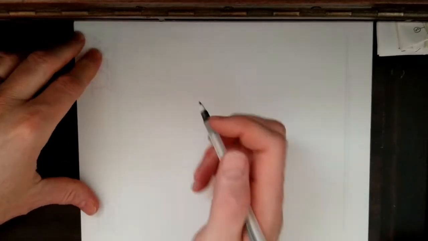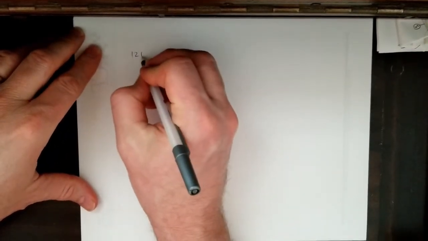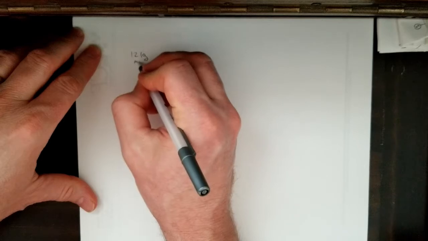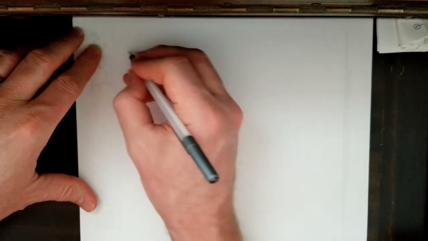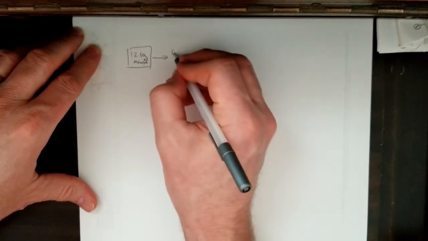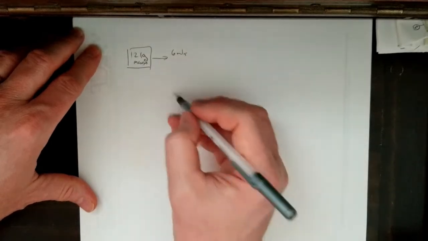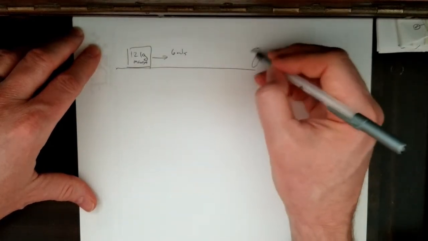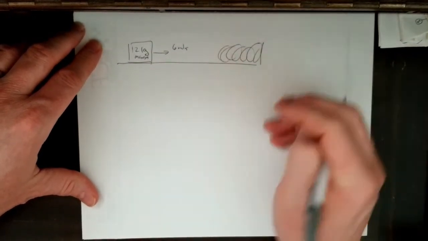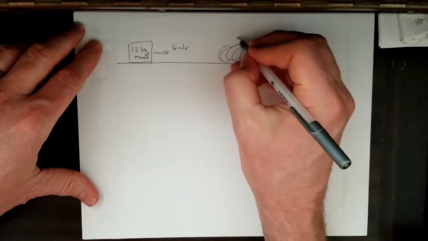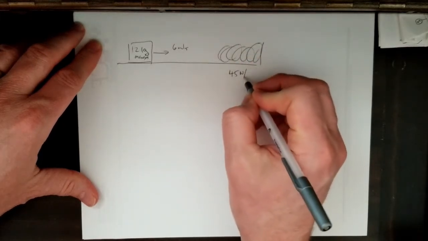Let's go through a particular problem here. I have a 12 kilogram mass sliding at 6 meters per second along a frictionless floor towards an ideal spring. The spring has a spring constant of 45 newtons per meter.